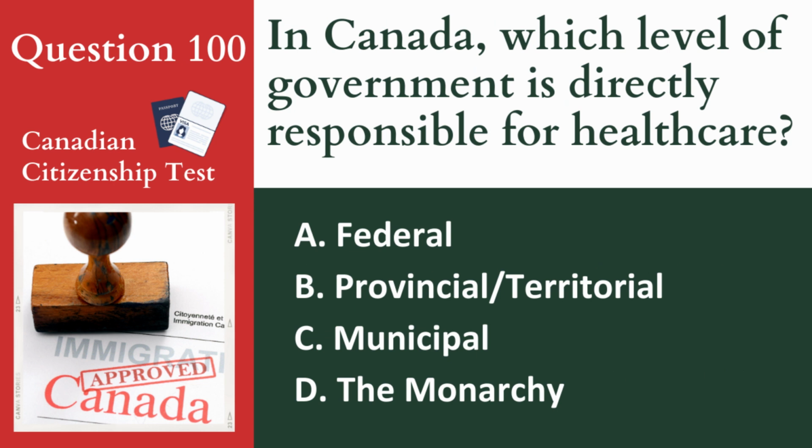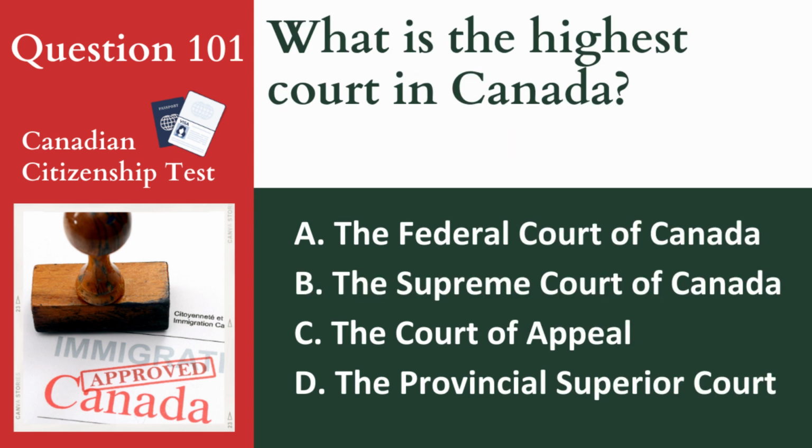Question 100. In Canada, which level of government is directly responsible for health care? A. Federal. B. Provincial/territorial. C. Municipal. D. The monarchy. Answer. B. Provincial/territorial. While the federal government sets and administers principles for the system, the delivery of healthcare is a provincial and territorial responsibility.